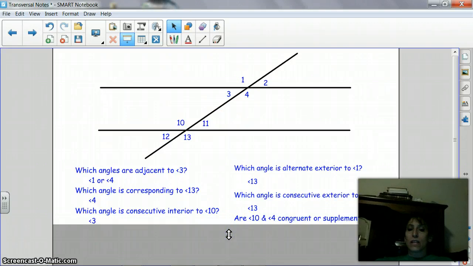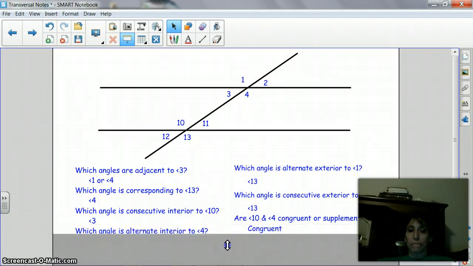Alright, the next question says, are angles 10 and 4 congruent or supplementary? Okay, so I'll look up there. 10 is an obtuse angle, and 4 is also an obtuse angle. And the great thing about transversals is the angles around them are either going to be congruent or they're going to be supplementary. So you don't have like 4 or 5 choices. It's either one or the other. So since they are both obtuse, I know that they both must be congruent.